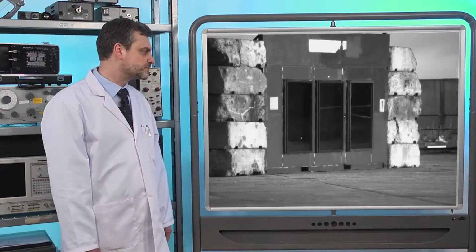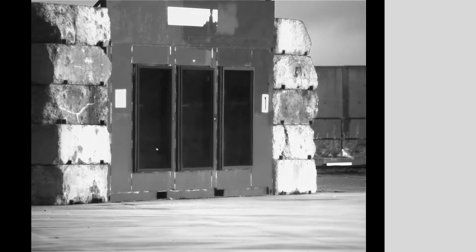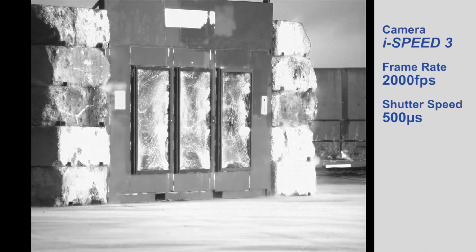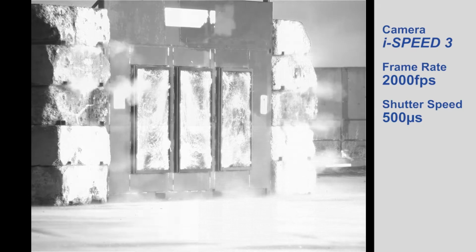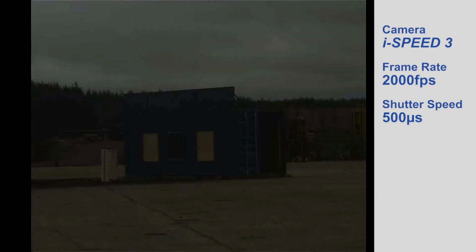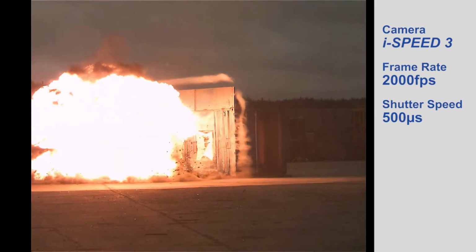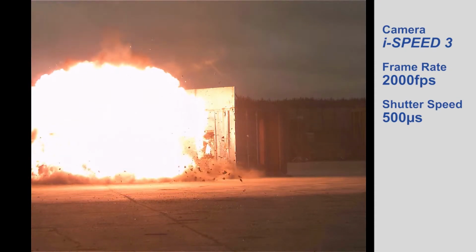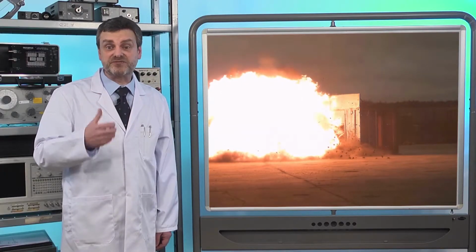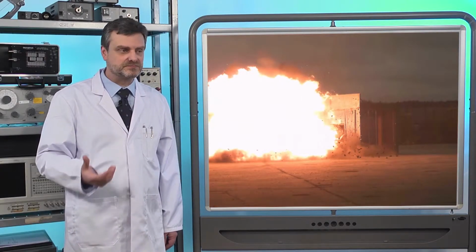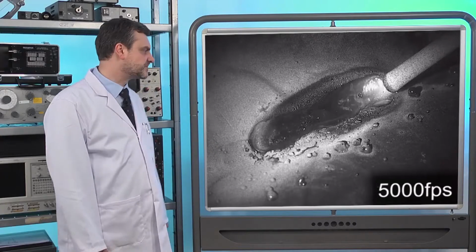This footage has been provided by Madico, who make explosive-proof glass. We took this using an iSpeed 3 at 2000 frames a second with a 500 microsecond shutter. It was taken outside, so we used natural daylight, but it's always difficult to balance the daylight against the illumination from the test explosive. This is a material science clip taken at a welding research institution.